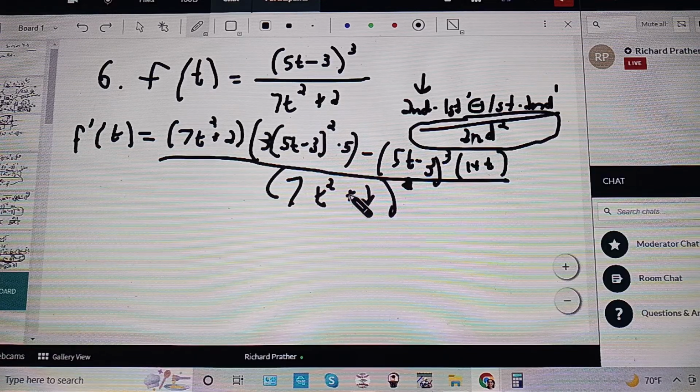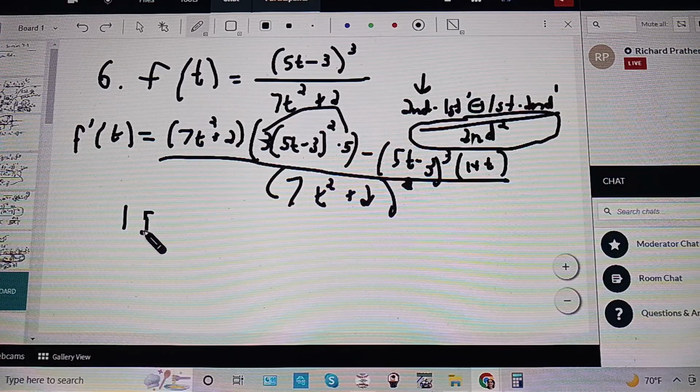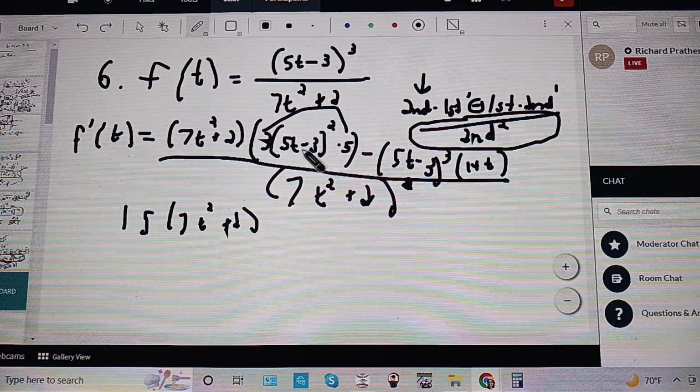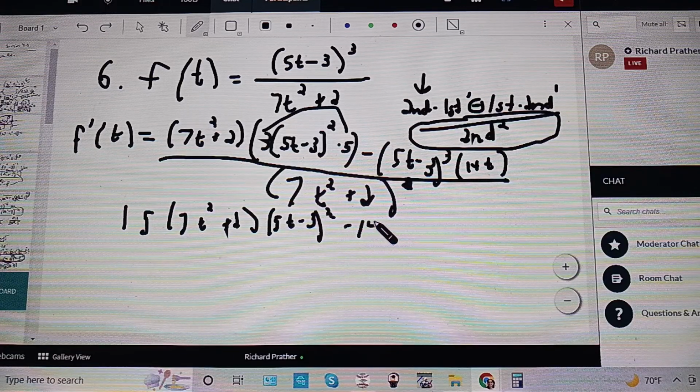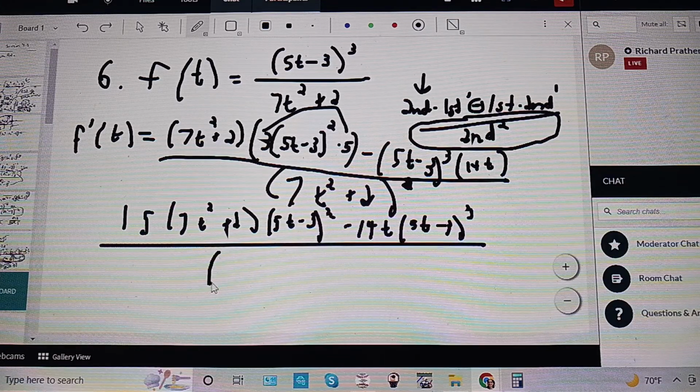Okay, so probably again we can just do the 3 times 5, 15. And then I would put the 7t squared plus 2 part first, right here. And then put this squared part next. 5t minus 3 squared. And then here, after the minus, put the 14t first. And then the 5t minus 3 cubed. All over the second squared.